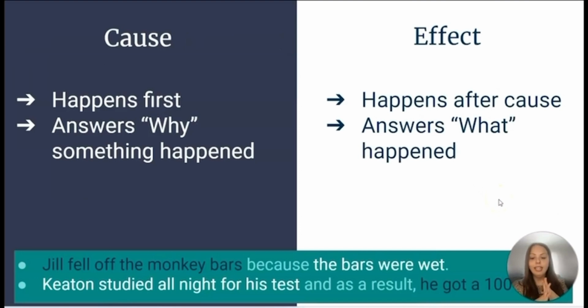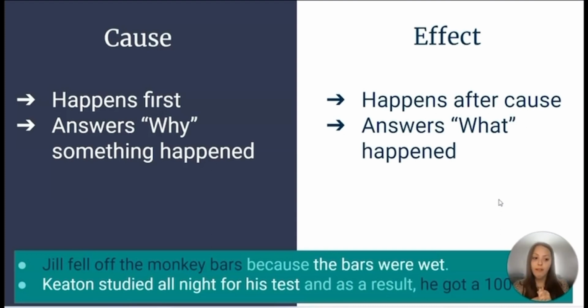All right, the cause and the effects. So the very first thing happens first. Then the answer is why something happened. And the effect is what happens after the cause. And then what happened because of that cause.